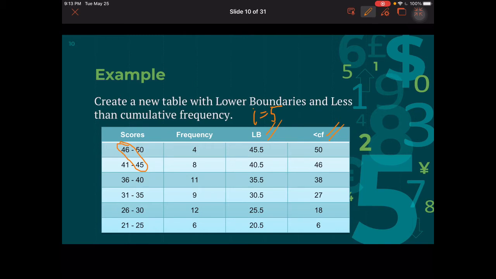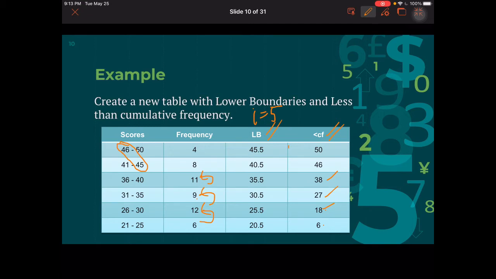Now, for cumulative frequency, ang gagawin po natin is ina-add natin yung mga sumusunod na class. Ganun lang po siya. 6 plus, you start with 6. 6 plus 12 is 18. Tapos 18 plus 9, that's 27. 27 plus 11, that's 38. And so on and so forth.